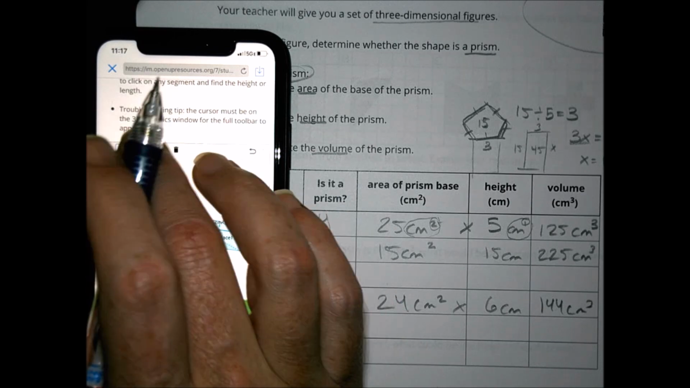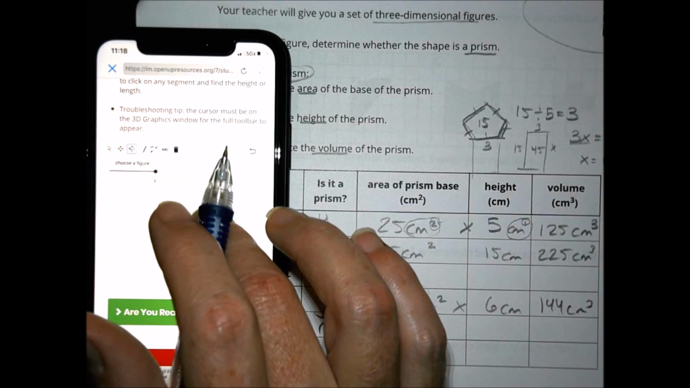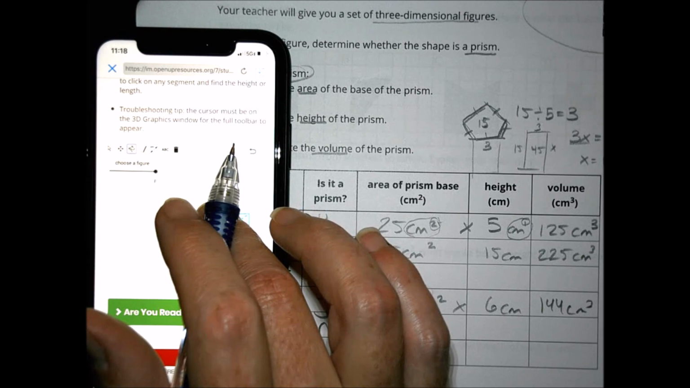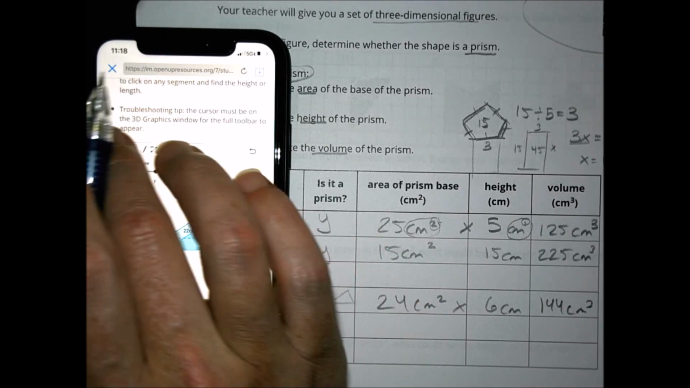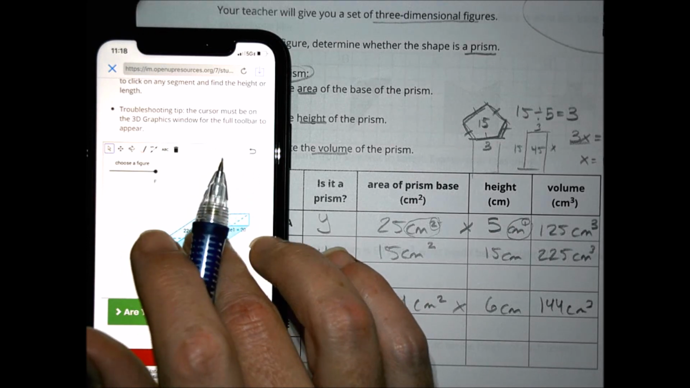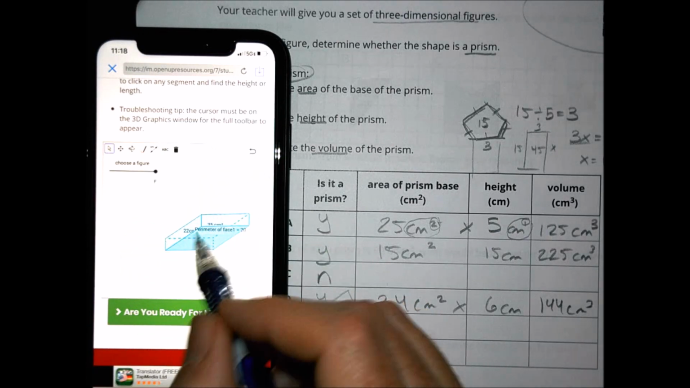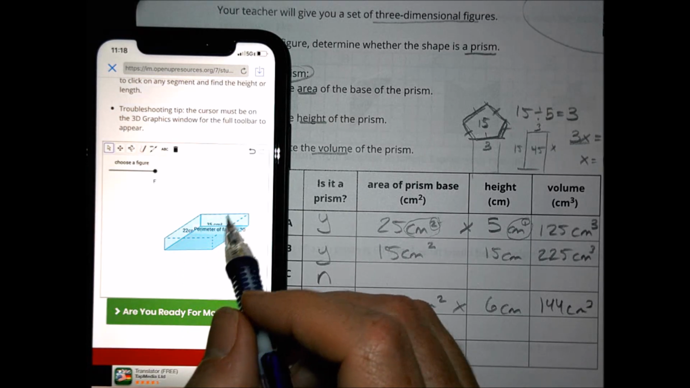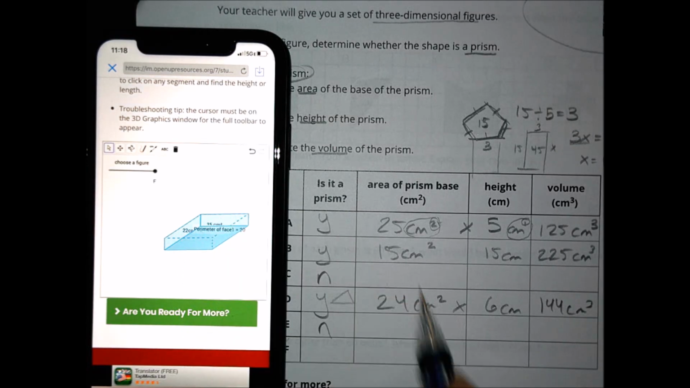Okay, so let's go here. There we go. I like that a little better. Alright, so back to my arrow. When I touch this guy right there, what I can find is that the area of this face, it's hard to see with my phone, I'm sorry, is 35 centimeters squared. So yes, it's a prism. There's 35 centimeters squared for the area of that face.